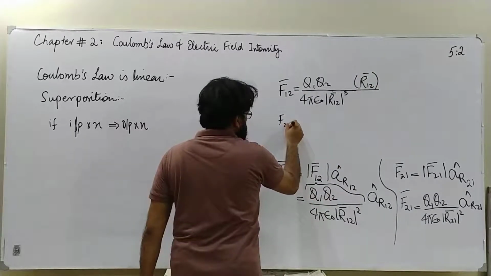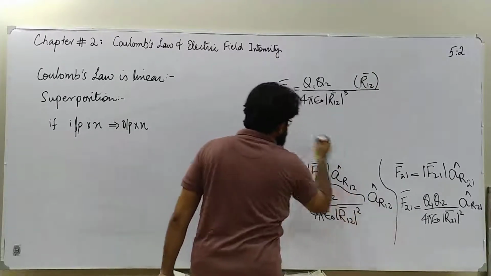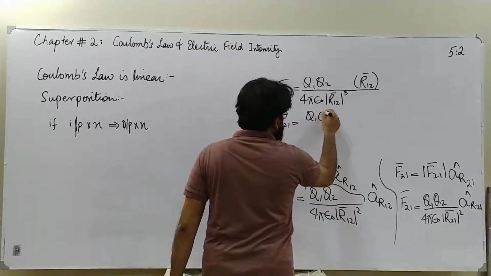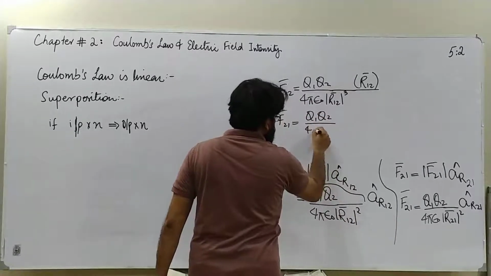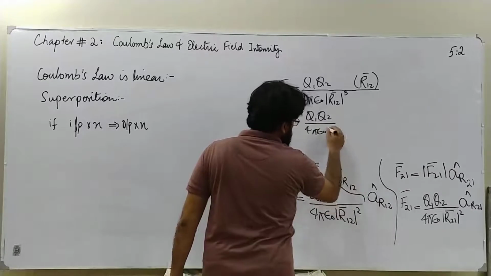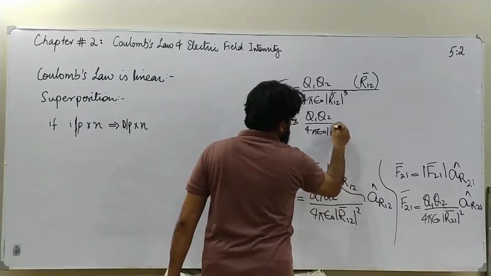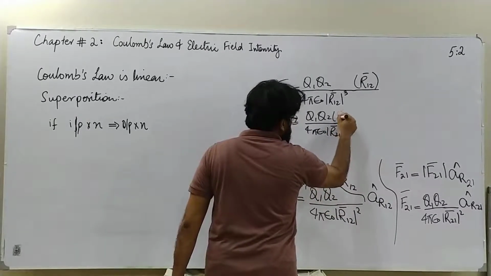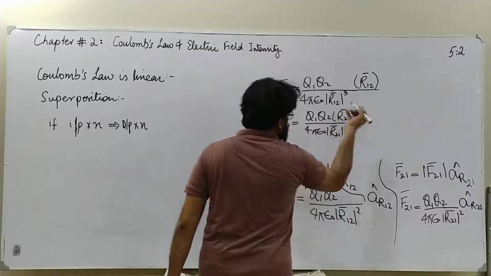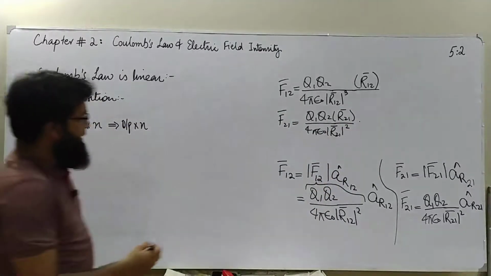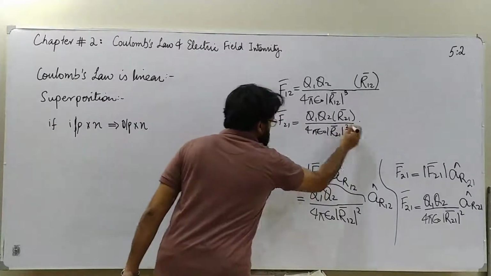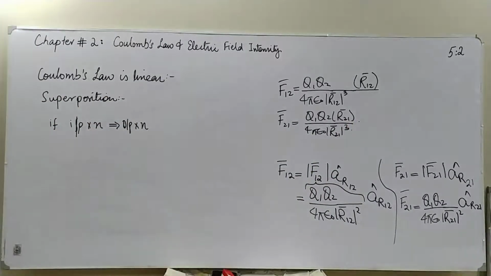So similarly, I can write this force as Q1 Q2 upon 4 pi epsilon naught magnitude of R21 cubed multiplied by the vector R21. So this is another way of writing it. Sorry, this is cube. Okay, this is another way of writing it.